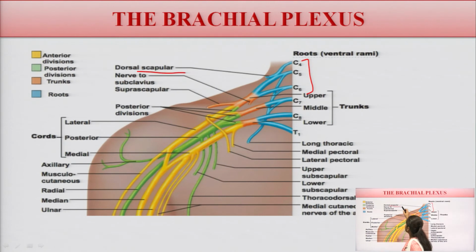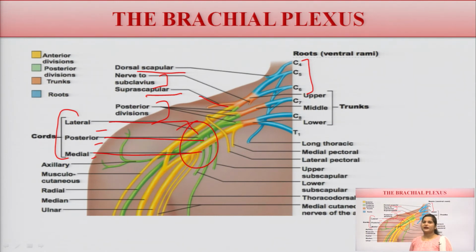So this is about dorsal scapular, because this is from the scapular region. So this is dorsal scapular, this is nerve to subclavius, nerve to subscapular, this is posterior division, this is cord. This is the cord which I called the, this is division and division they combine to form the cord. So these are the cords, that is the lateral, posterior and medial. Okay, this one and again this one. These two are combined together and they form the cords.